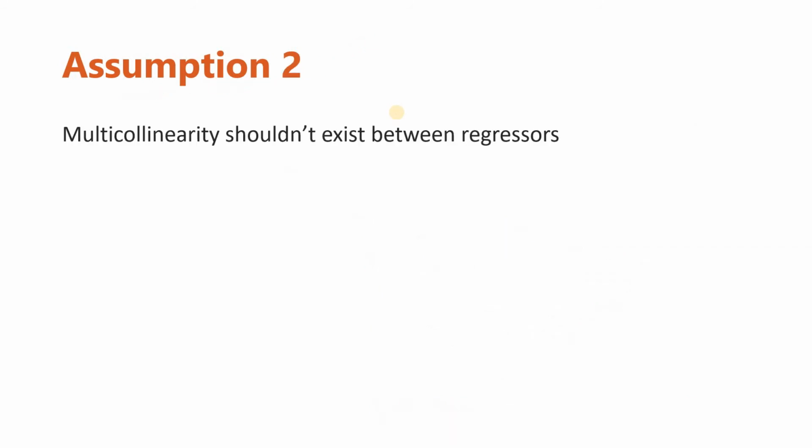Coming to assumption number 2, already discussed with in-depth mathematical intuition: multicollinearity should not exist between regressors. If multicollinearity exists, then what will happen, as I have shown you using Python programming also, is that with a little change in one particular input feature there is a huge impact on the output.